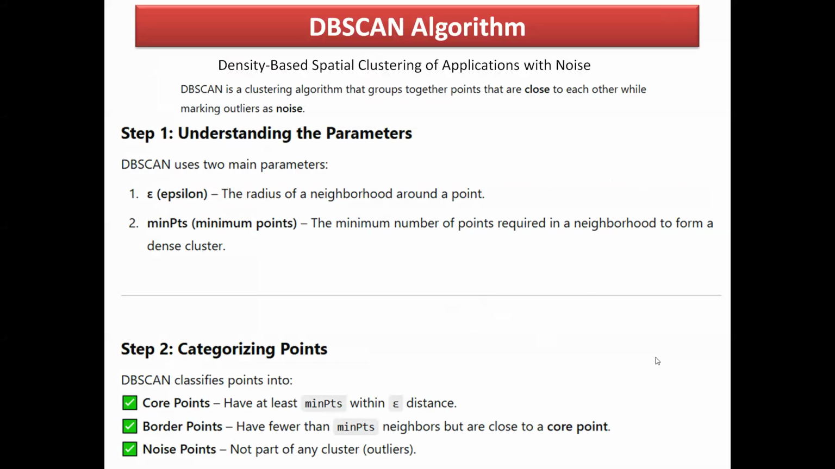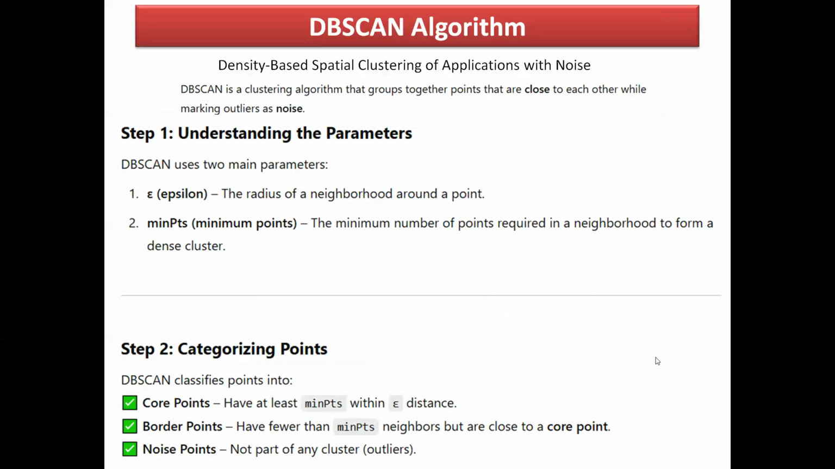How many minimum points should be there, depending upon epsilon? One is epsilon, second is minimum points. In the case of k-means, we give only the number of clusters. Some data points are taken randomly as centroids, and after that calculations are done repeatedly till the algorithm converges, till that particular cluster formation gets finished.